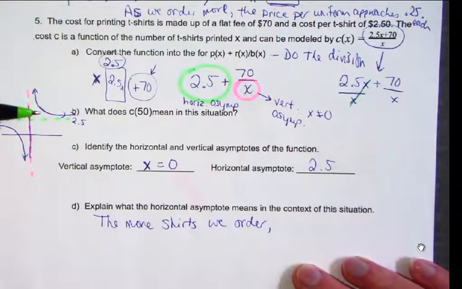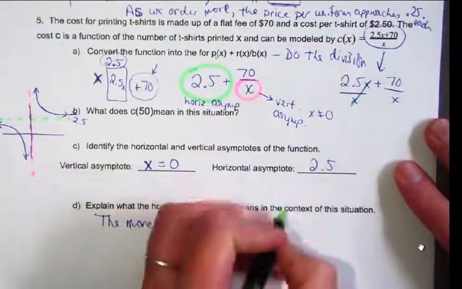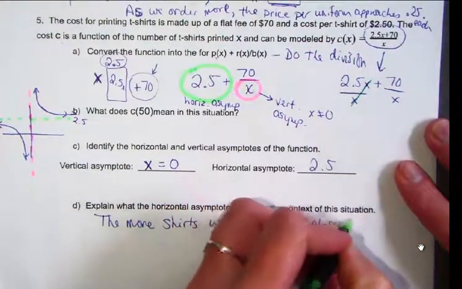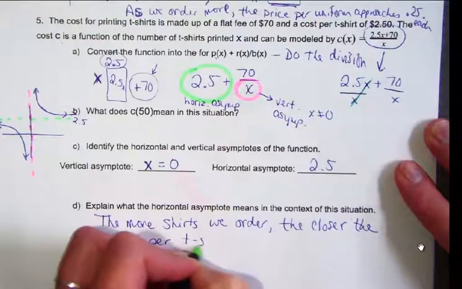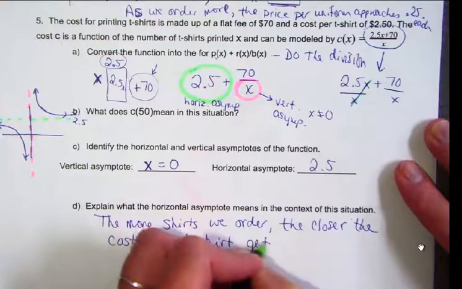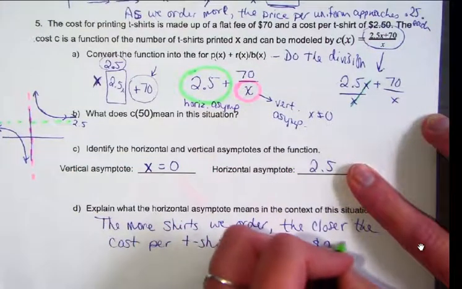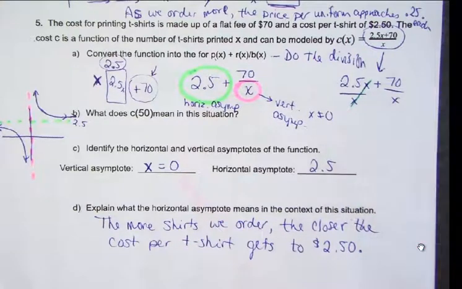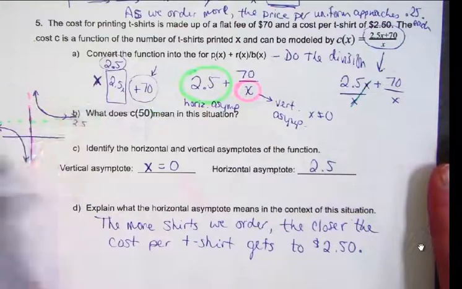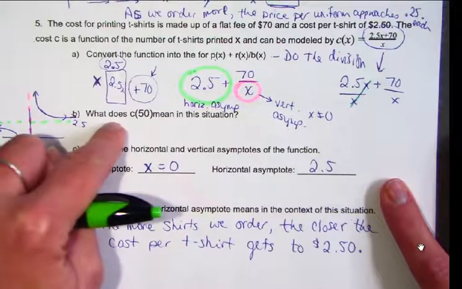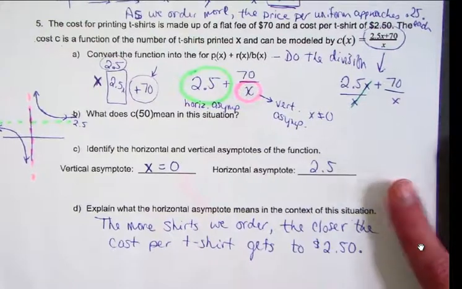the closer the y, in this case the cost per t-shirt, gets to that horizontal asymptote, to $2.50. So that's how we're going to interpret this horizontal asymptote. The more and more x's we have, the closer and closer this y gets to 2.5. So the more shirts we order, the closer the cost per t-shirt gets to $2.50.